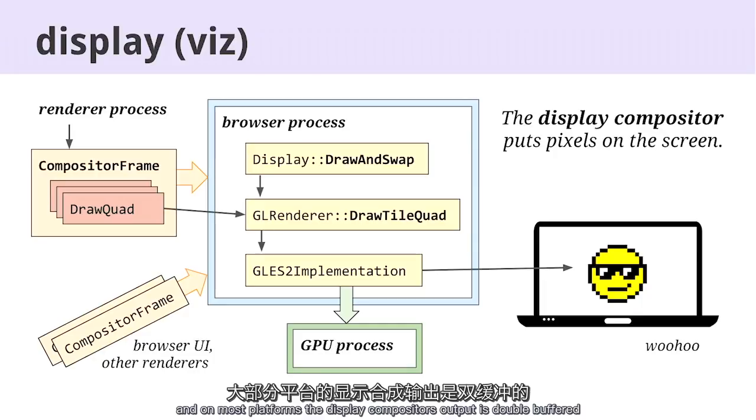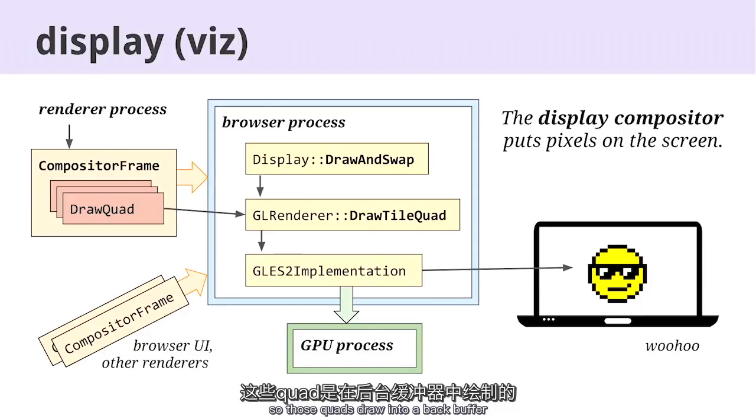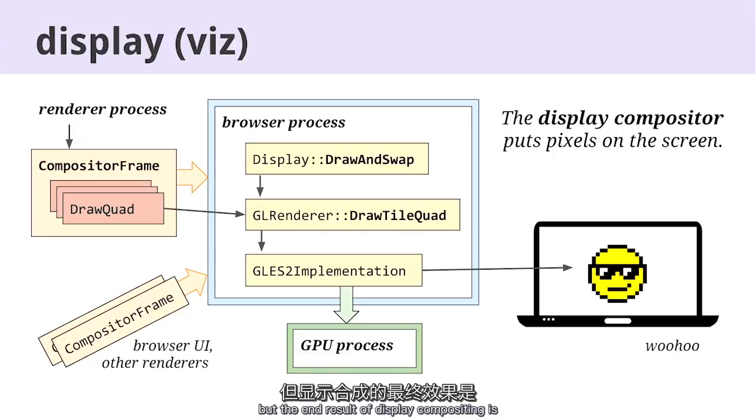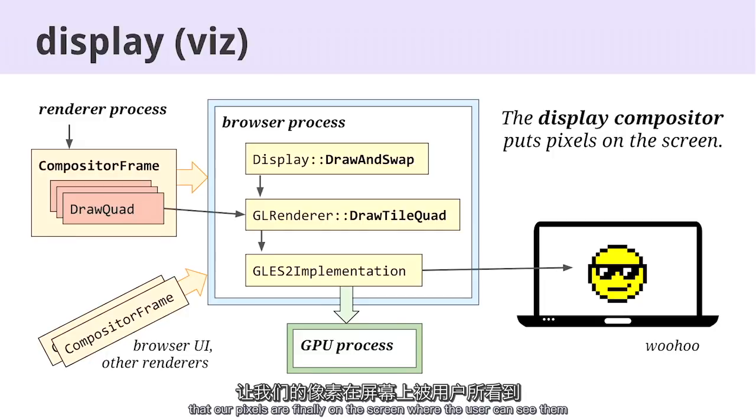On most platforms, the display compositor's output is double buffered, so those quads draw into a back buffer, and then we have a swap command that makes it visible. On some platforms, like on Mac, that buffering happens inside the operating system using Core Animation. But the end result of display compositing is that our pixels are finally on the screen where the user can see them.